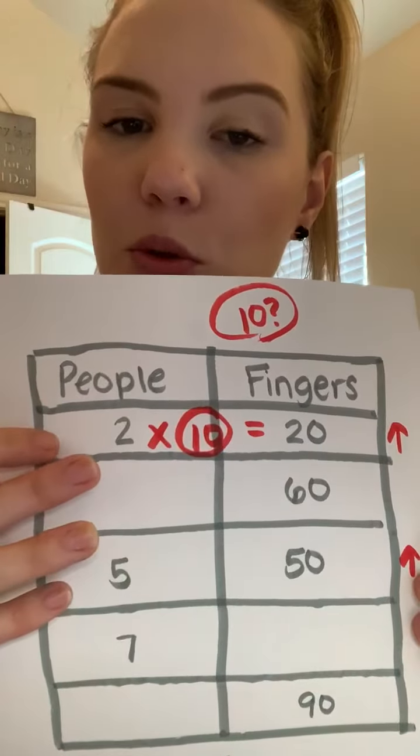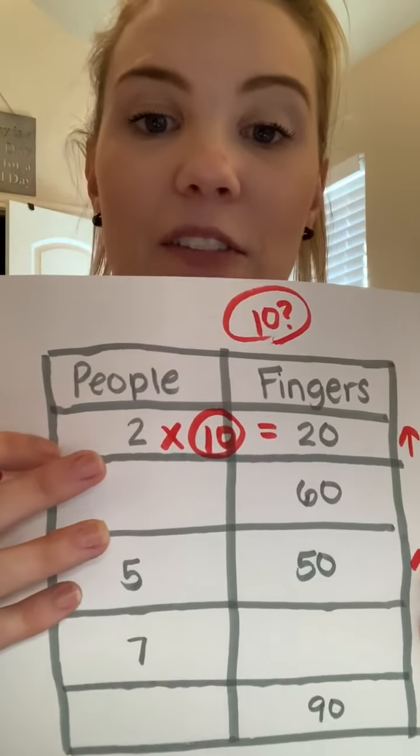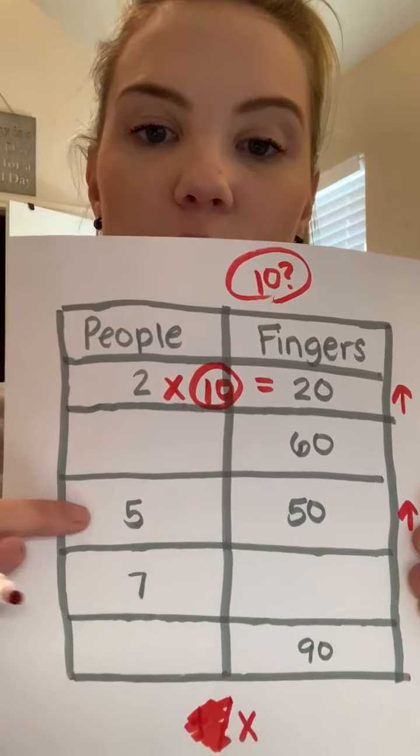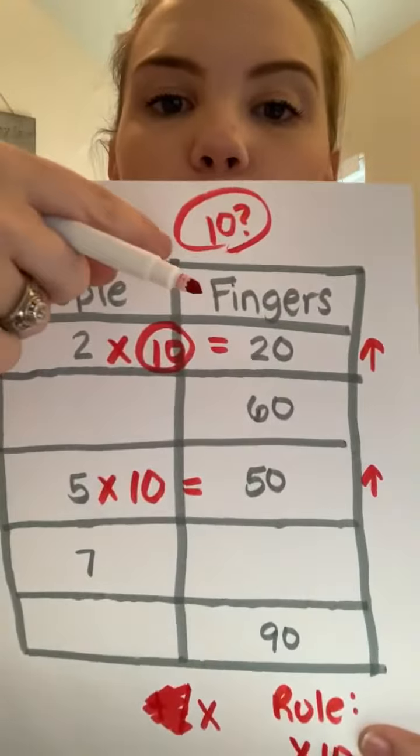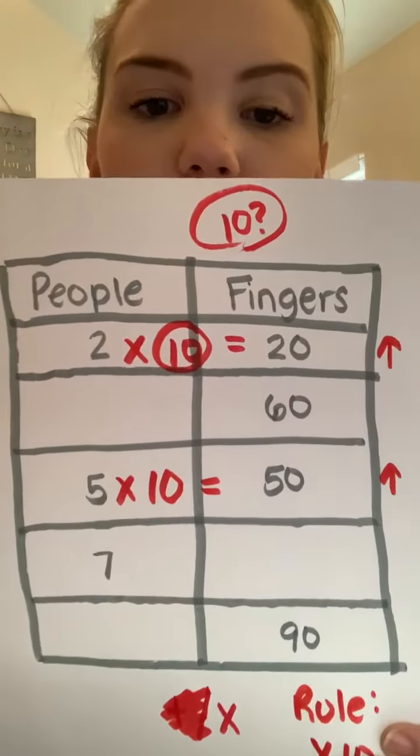Can I say that that's the rule yet? Not yet. I have to check all the complete rows. I have another complete row down here, so I have to try 5 times 10 and see if that equals 50. Is 5 times 10 50? Yes, so we now know that our rule is times 10. And look at that, it has something to do with our prediction. People have 10 fingers, right?